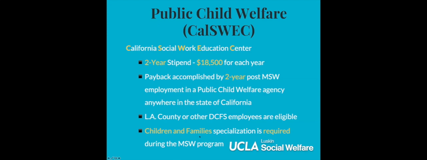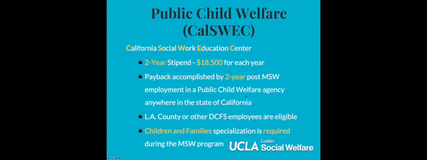If you're planning on specializing in children and families, there's a program called CalSWEC. It's a 2-year stipend, you get $18,500 each year, and your payback is accomplished with 2 years of post-MSW employment. So you have to work here, basically in LA County, for 2 years. You're not actually paying back the money, but you're agreeing that you're going to stay and work for 2 years after the MSW program, and you get your regular salary on top of that.